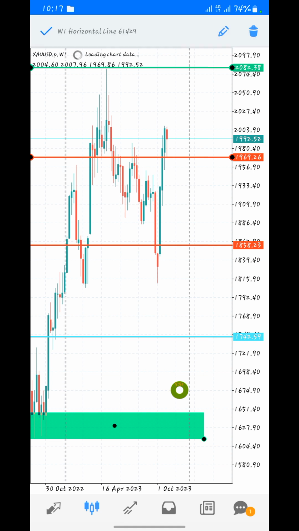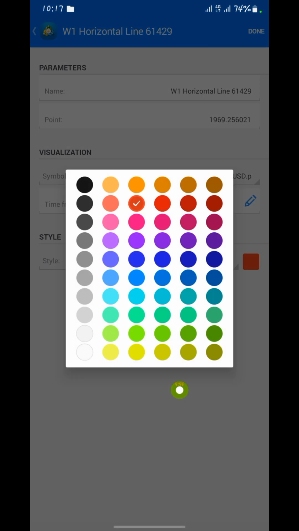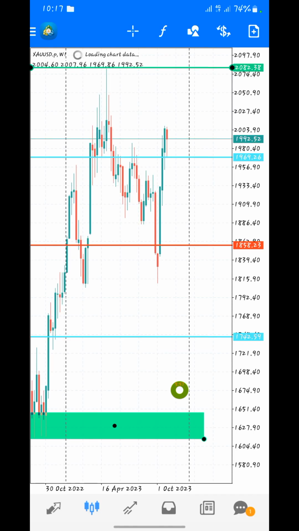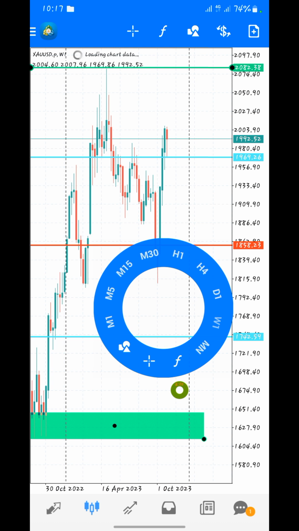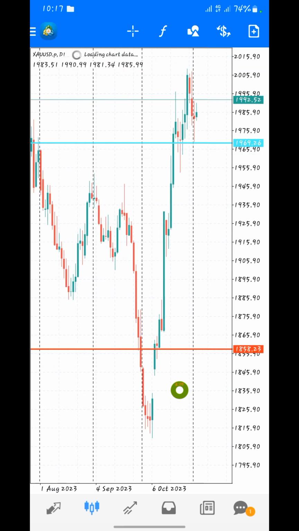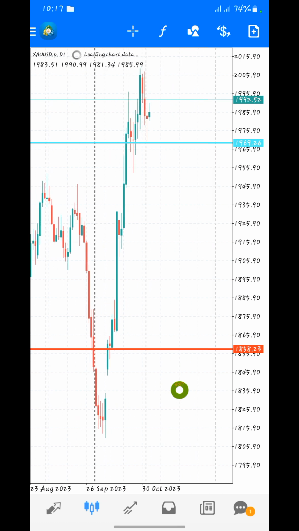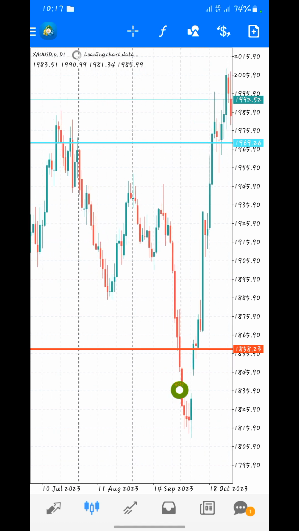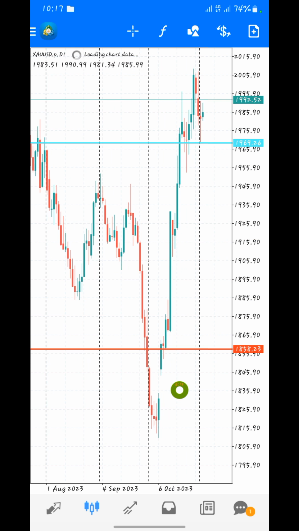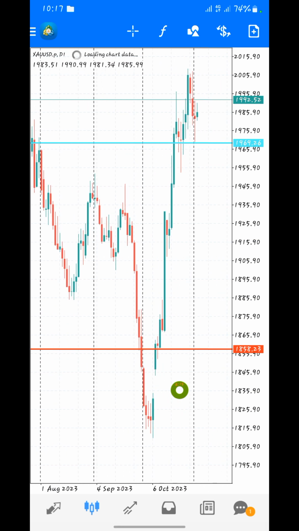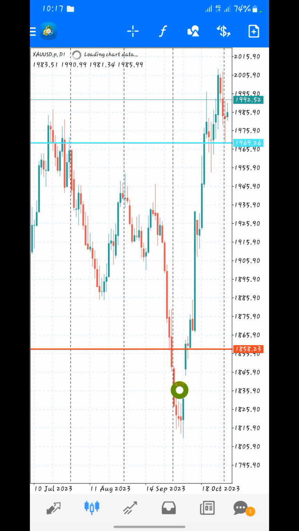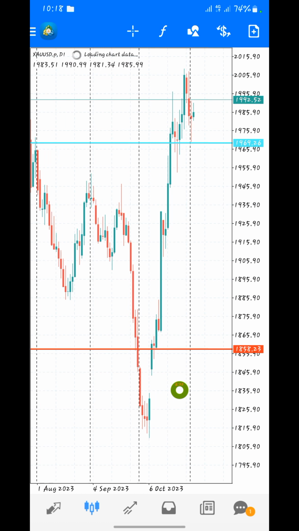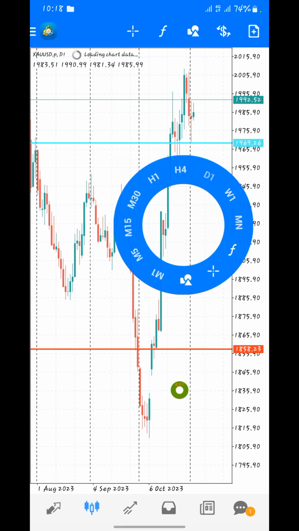You just change the color of these lines so that we can easily identify what every line means. So the next step, I'll turn to my daily time frame. After marking those areas, we'll turn to our daily time frame. After coming to a daily time frame, we can see that the market has broken this possible support, this possible resistance, and now it might be used as a possible support.